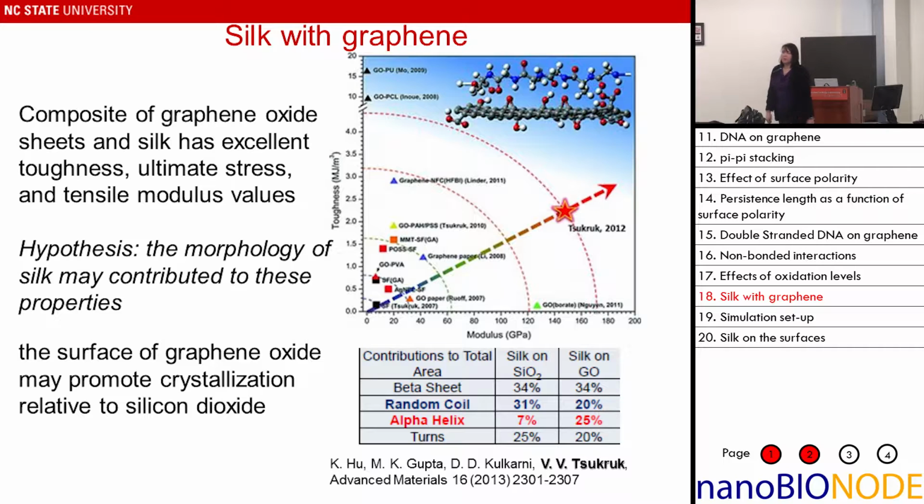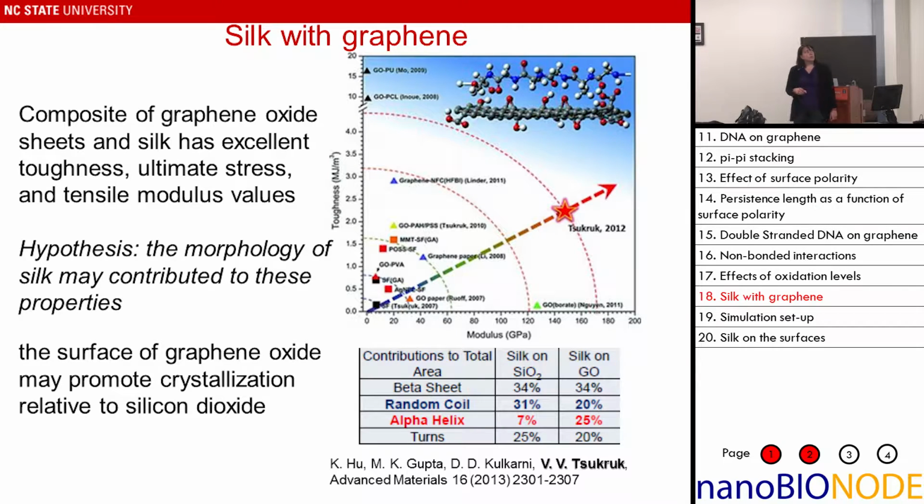So it's contrary to what we were thinking, that the higher the polarity, the better the retention of the ordered elements of the structures. They believe that the surface of graphene oxide might promote crystallization. And there's a magic number, again, a high level of oxidation, 20%. 10% didn't work. At that level of oxidation, there is a higher fraction of ordered elements, which leads to better mechanical properties.